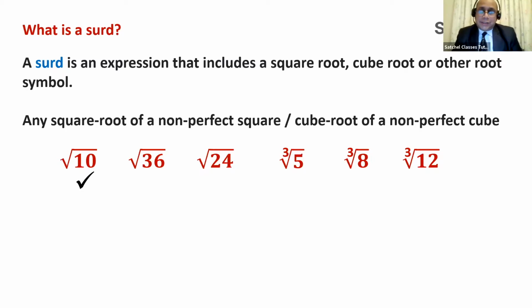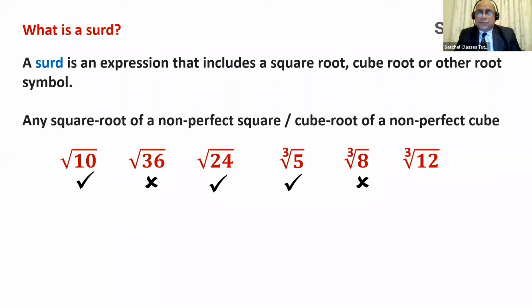What about square root of 36? 36 is a square number. So square root of 36 is actually 6, which means that number is not a surd. It doesn't qualify as a surd. Square root of 24. Is 24 a square number? No, which means that is a surd. Let's look at the cube roots now. Cube root of 5. Is 5 a cube number? No, so cube root of 5 is a surd. What about cube root of 8? 8 is a cube number. 2 cubed is 8, which means cube root of 8 doesn't qualify as a surd.